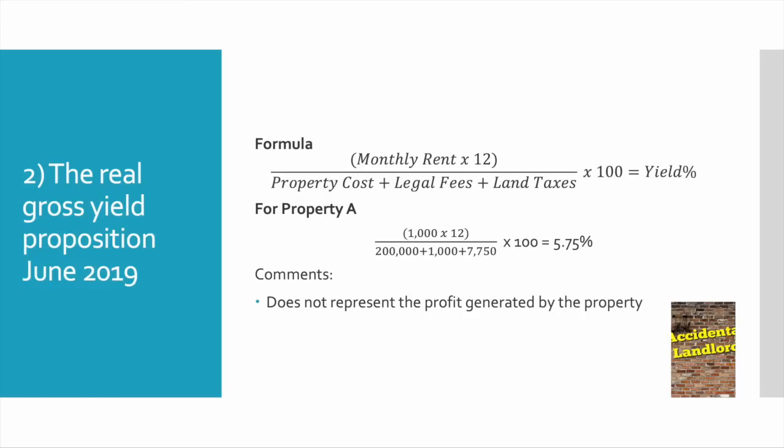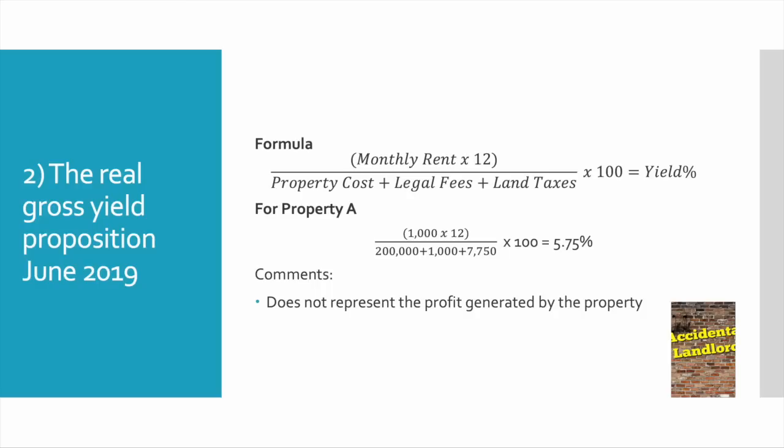proposition when you're looking at a property, and this one actually is including the accountancy definition of a property cost, which is property cost plus legal fees plus land taxes, and as I said, potentially adding in refurbishment costs, which are not in our model here. Now if we use this calculation, we end up with a smaller percentage at 5.75%, but it still gives you a good idea of what you potentially might get from this property.